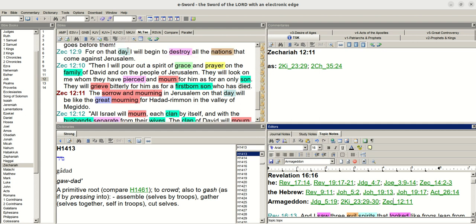Well, of course, we got to back up. For on that day, I will begin to destroy all the nations that came against Jerusalem. They will pour out my spirit of grace and prayer on the family of David and on the people of Jerusalem. They will look on me, who they have pierced, and mourn for them as for an only son. They will grieve bitterly for him as a firstborn son who had died.